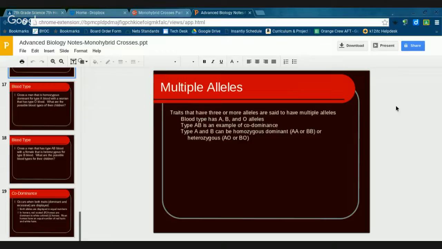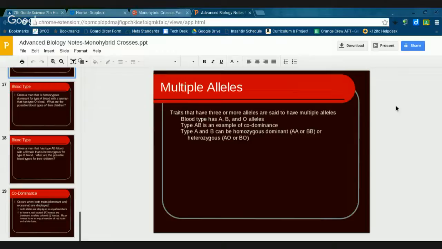The first is multiple alleles, meaning there are some traits that have different alleles. So they're not going to have the same allele set, like H's or D's, they're going to have different letters. If you have 3 or more alleles, you're said to be a multiple allele trait. And the major place where you're going to see this in humans is in their blood type, because you can have type A, type B, type AB, and type O.